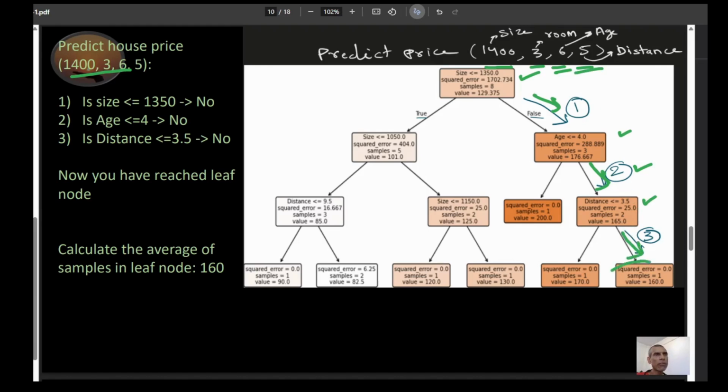And then you reach the final node right here. You cannot go any further. Since you cannot go any further, you look at the number of samples and you calculate the average price of those samples. And the answer will come out to be 160. So the average price of this particular sample, the answer is 160.